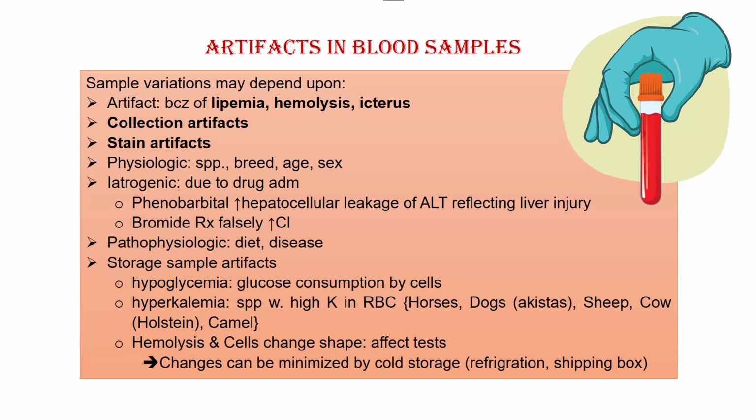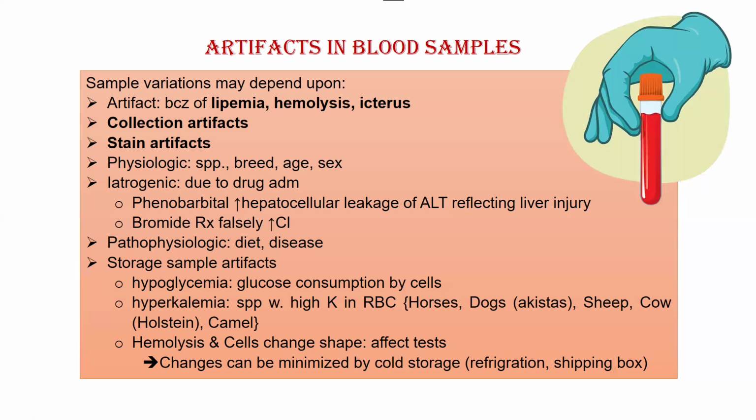So if the animal is pre-medicated with phenobarbital and you see increased ALT, you might think this animal has liver injury. But no, this animal does not have liver injury. It has phenobarbital as a pre-medication, so its liver is normal. In order to reconfirm liver injury, you have to check other enzymes. We will see the details in liver testing. But for now, you should know that drugs have an important effect in causing sample variations.